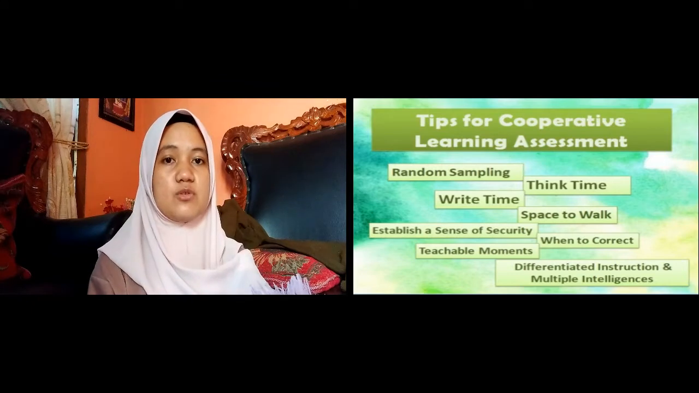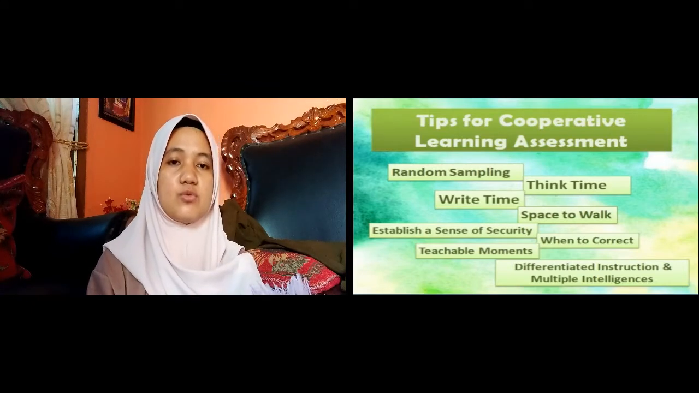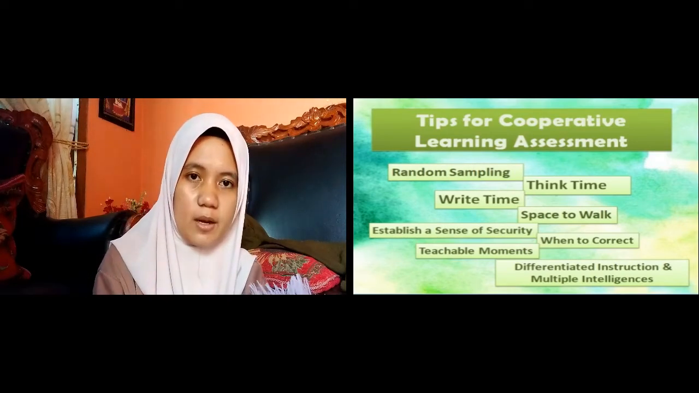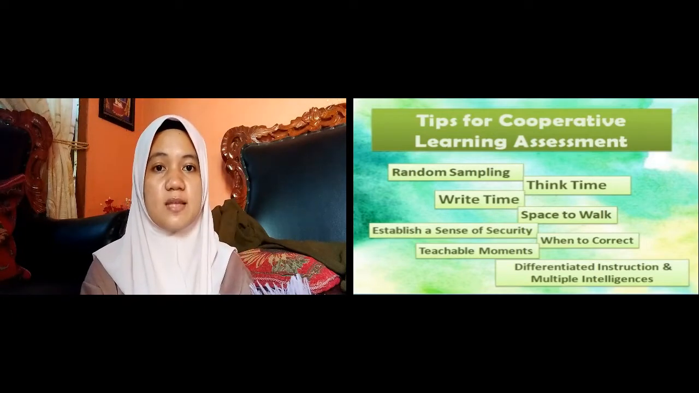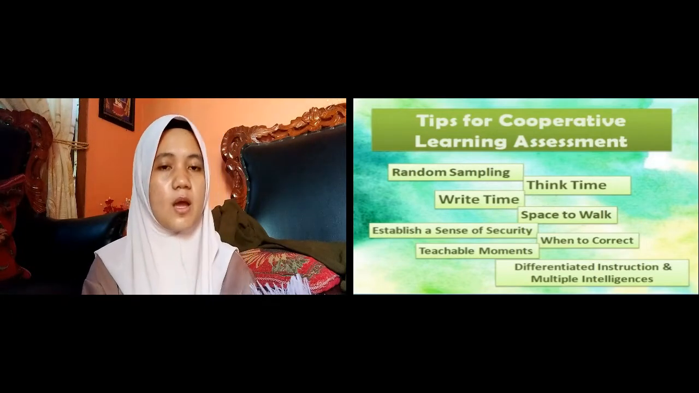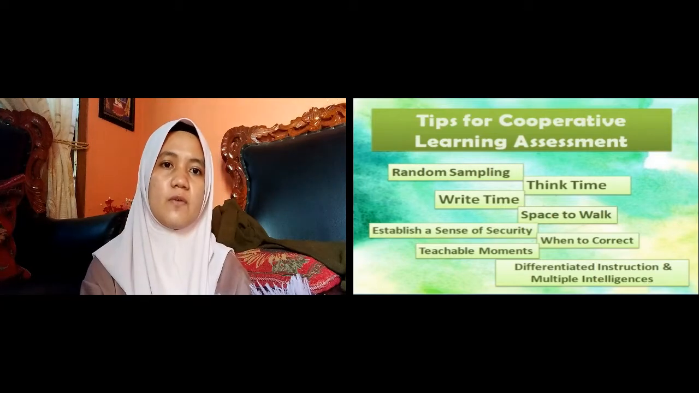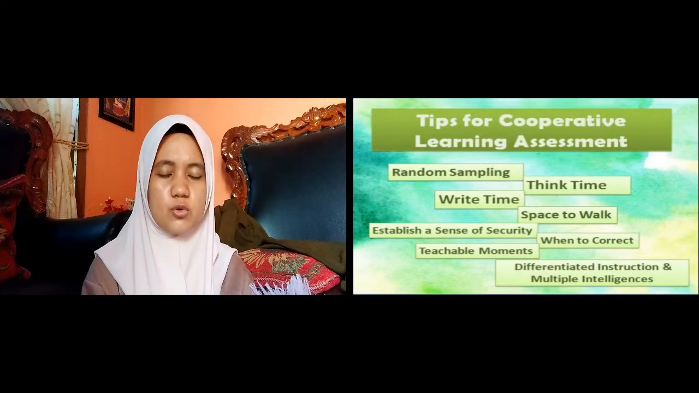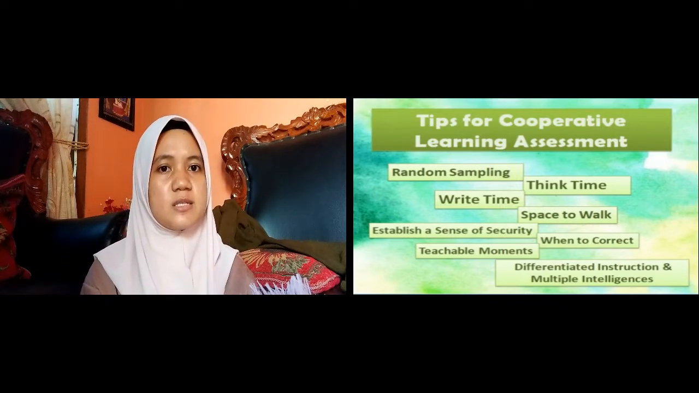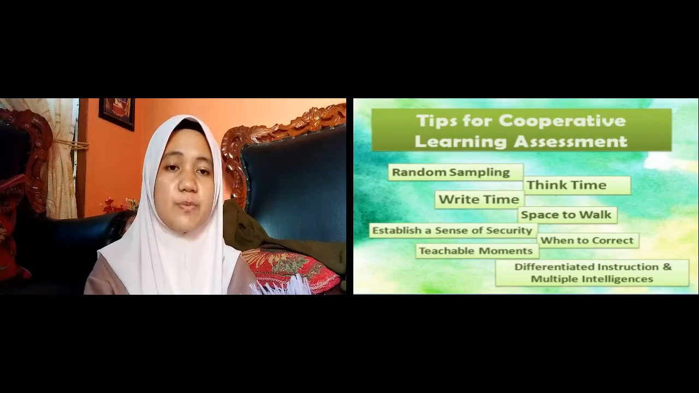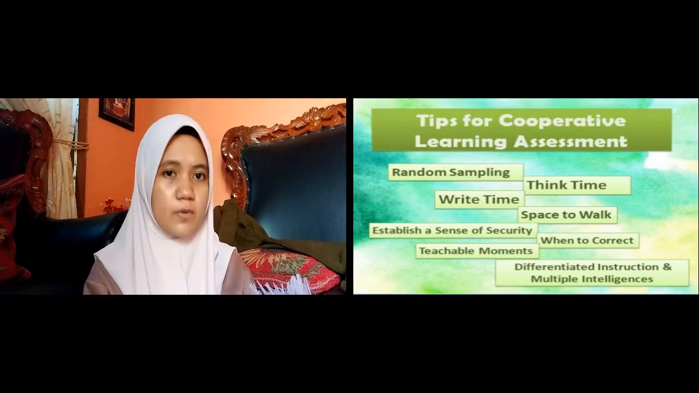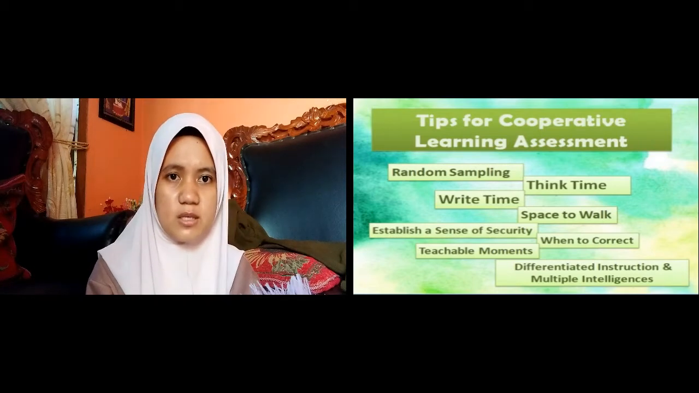The next is spaced walk. Easy access to approach teams and listen in is essential for good cooperative learning assessment. Okay, the next is establish a sense of security. In cooperative learning, students are frequently asked to share their ideas and answers with teammates in the classroom. Because of the increased simultaneity, there is much more idea sharing. We establish class norms so that students feel secure to take risks and make mistakes.